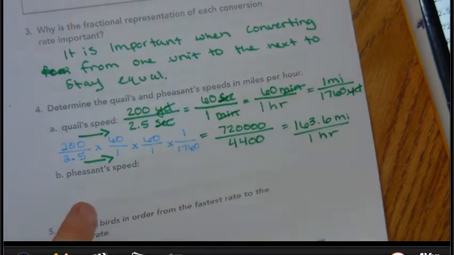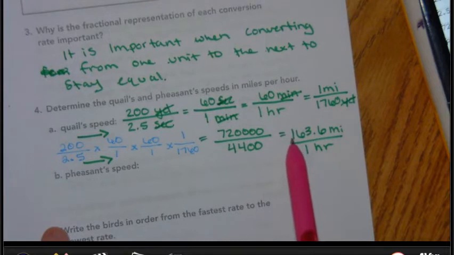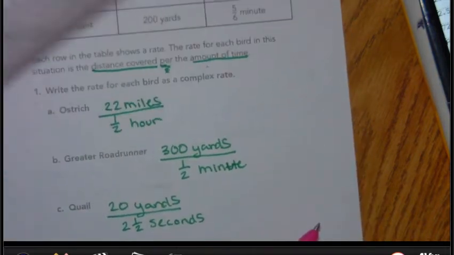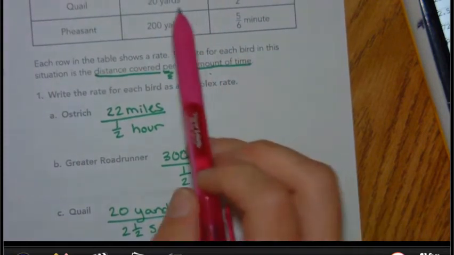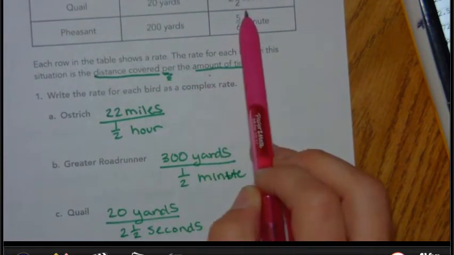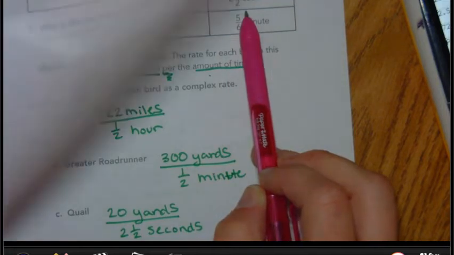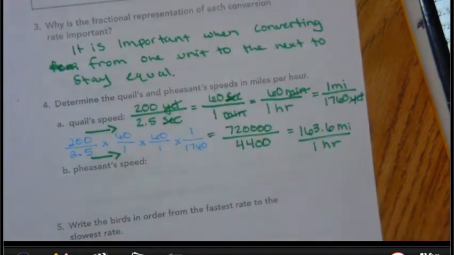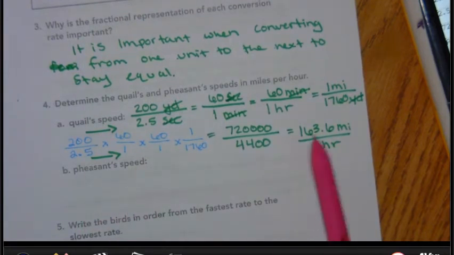All right, let's look at my pheasant's speed here. Let's see. I feel like I messed something up here. 163.6. Did I do something? 200 over 2.5 is 8 yards per second. Let's see. Oh, I did that for 2 seconds. Okay. All right. And then let's look at the pheasant's speed here. I probably went way too far.